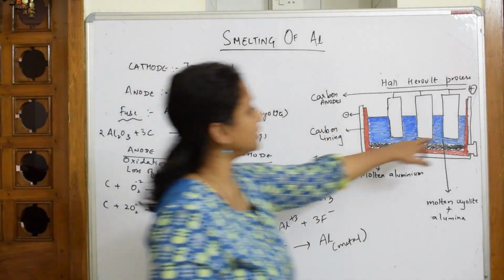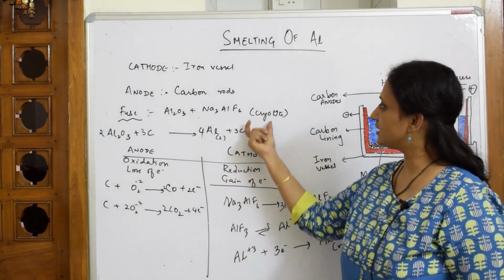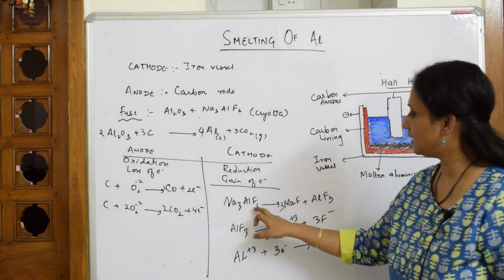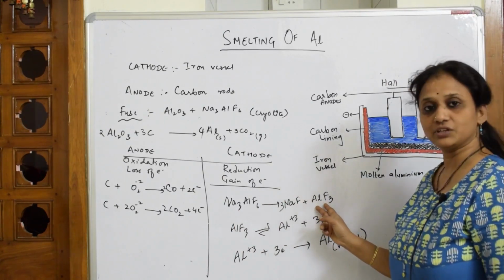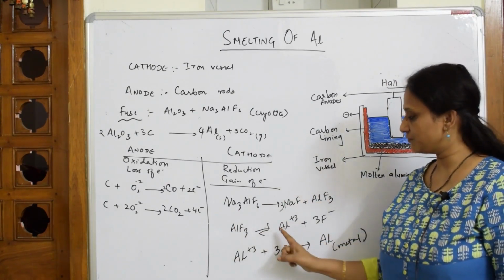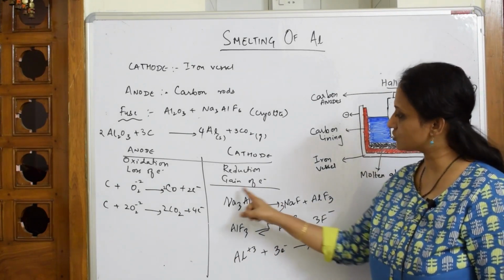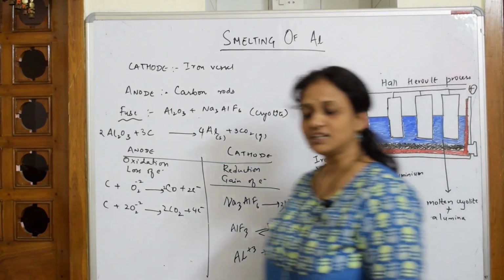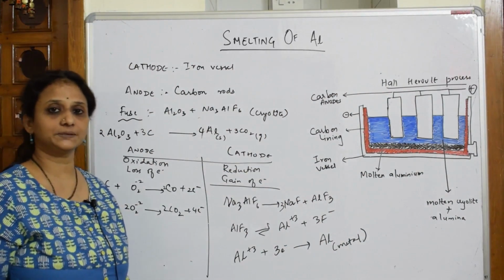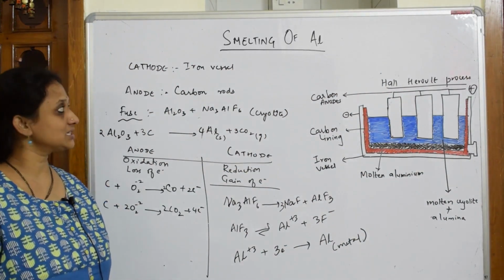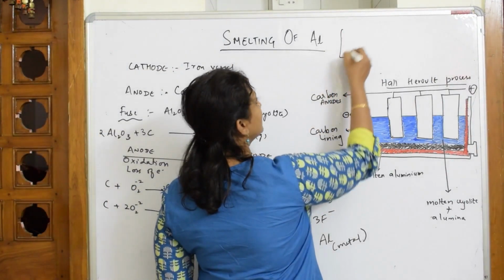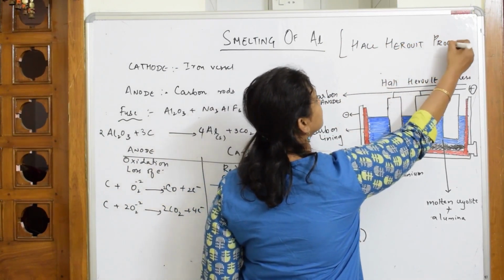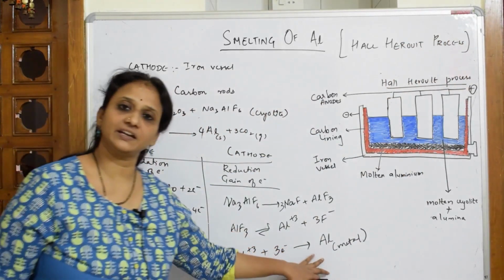Now on the other side, on the cathodic part, I said your cryolite is already there, Na3AlF6. This cryolite will dissociate into 3NaF, just see, 3 plus 3, 6, and AlF3. Now AlF3 again further dissociates into cation and anion. Now, this cation is going to gain electrons from here and form aluminium metal. So this is your reduction process. This completes your smelting process of aluminium. So when the question is asked, try to write aluminium smelting is done by Hall-Héroult process, and this is further sent for refining.